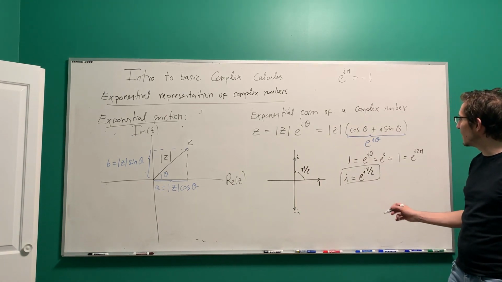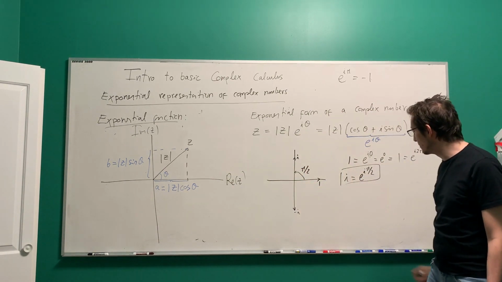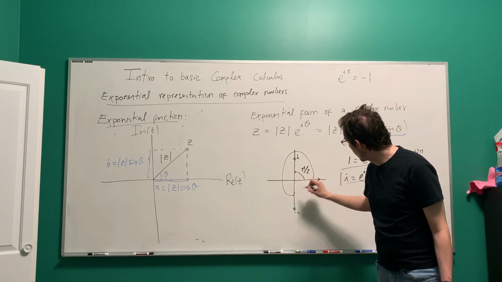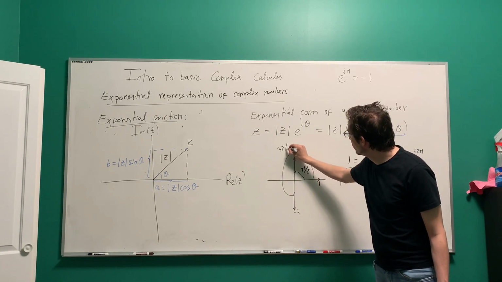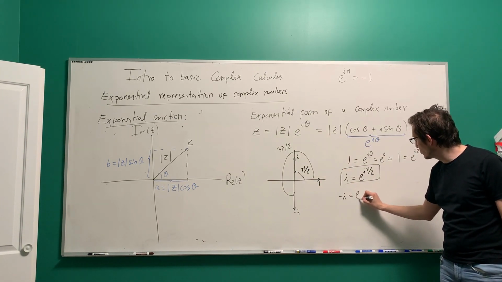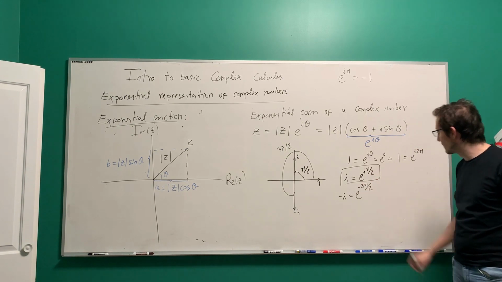Minus i. We can take the angle different ways. We can take the angle to be 3 pi over 2, for example, for this one. This is 3 pi over 2, the angle.